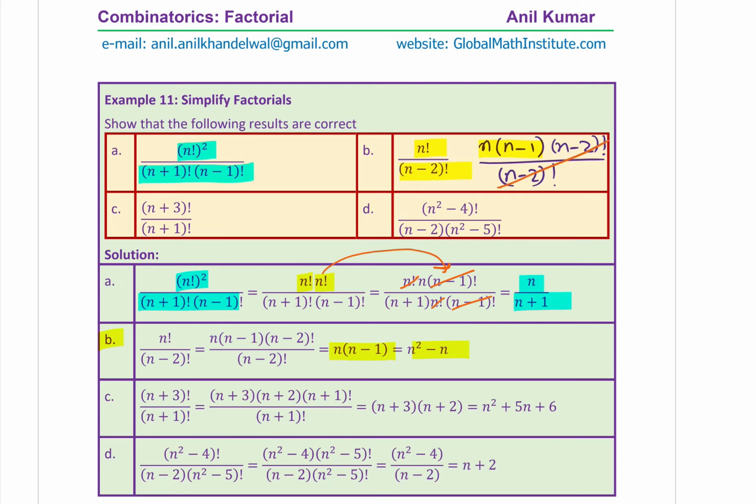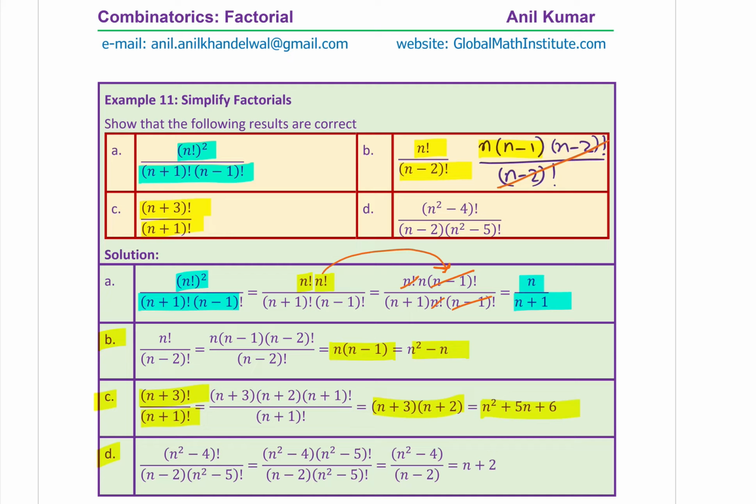So we did part B. Similarly, I will advise you to take up part C and D also. Strategies similar to B and A will be followed. For C, for example, n plus 3 factorial and n plus 1 factorial, that means what? N plus 3 times n plus 2 is your answer, right? The others cancel away. When you expand, you get a polynomial, quadratic, n square plus 5n plus 6. That is how you're going to do it.